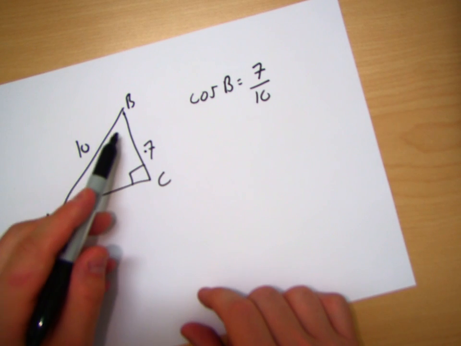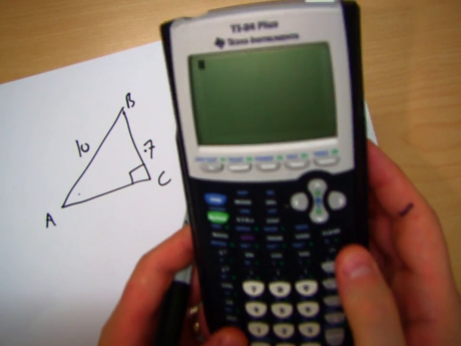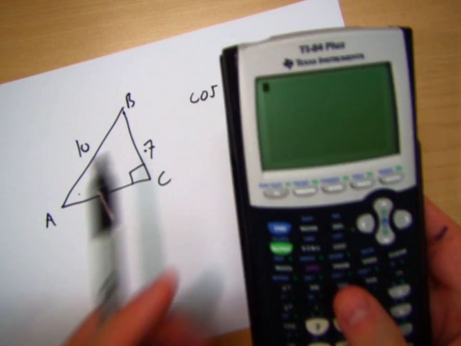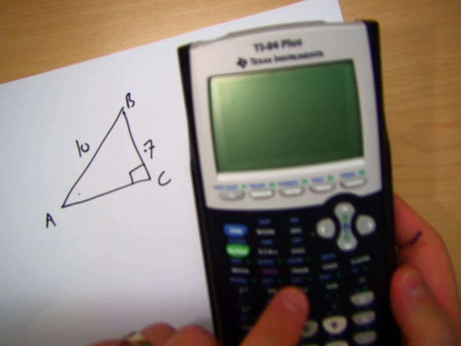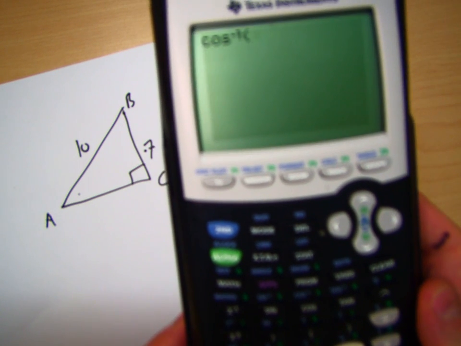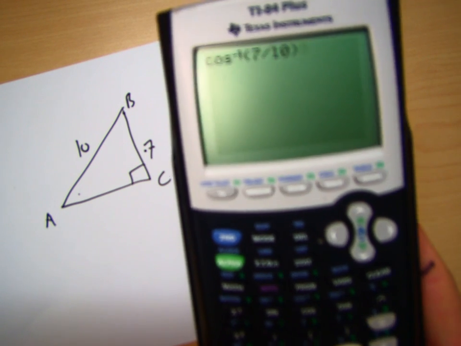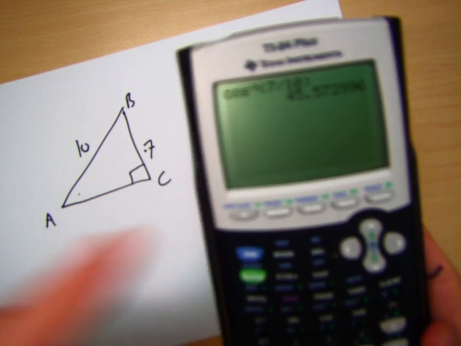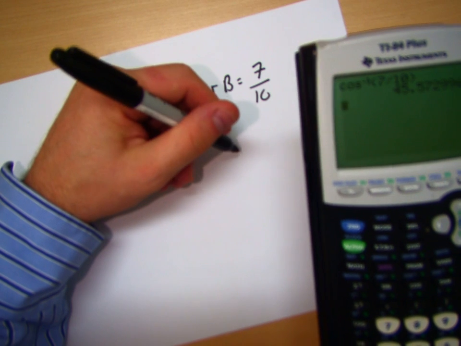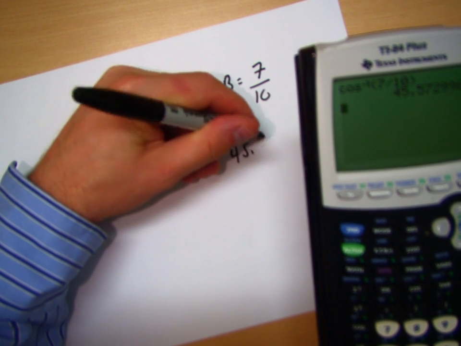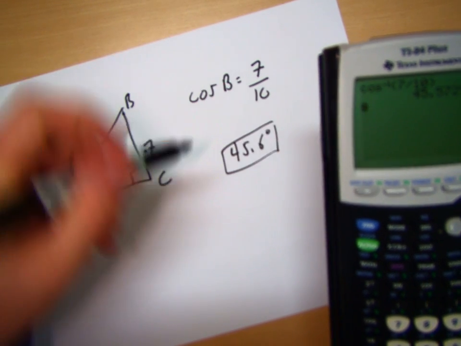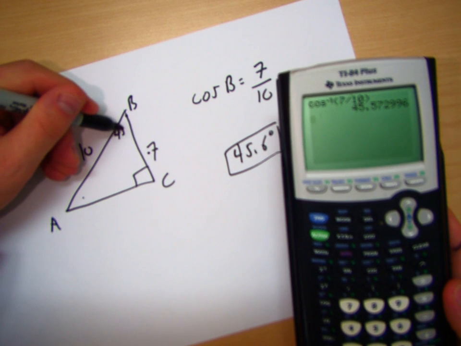So now to solve angle B, I'm going to use the inverse cosine. So I'm going to go second function cos, second function cosine of 7 divided by 10. And when I solve that, I end up getting 45.6 degrees. Okay, that's what this one is, 45.6.